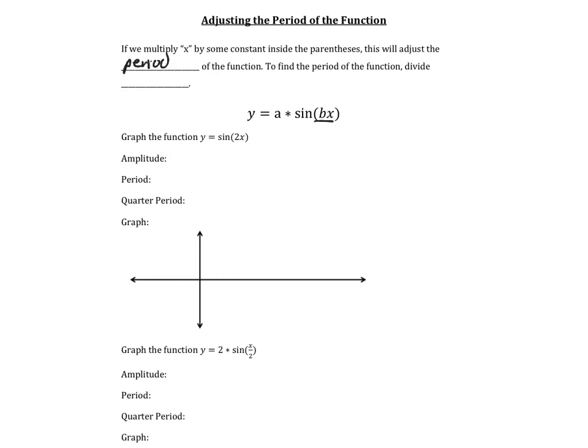There's actually a neat formula. We can talk about it a little more tomorrow, but for now, I'll give you this mini formula. 2 pi divided by b will give you the period of the function. So let's take a look at y equals sine of 2x.